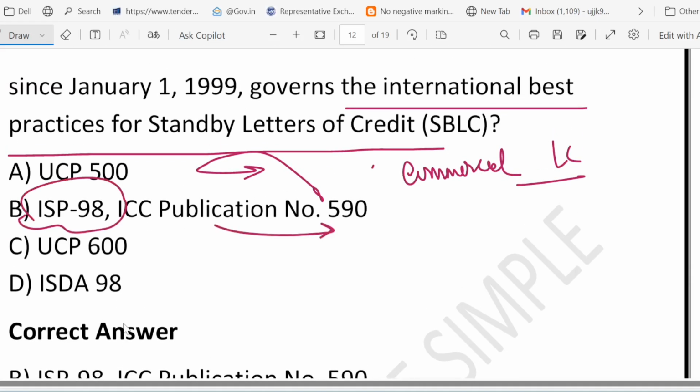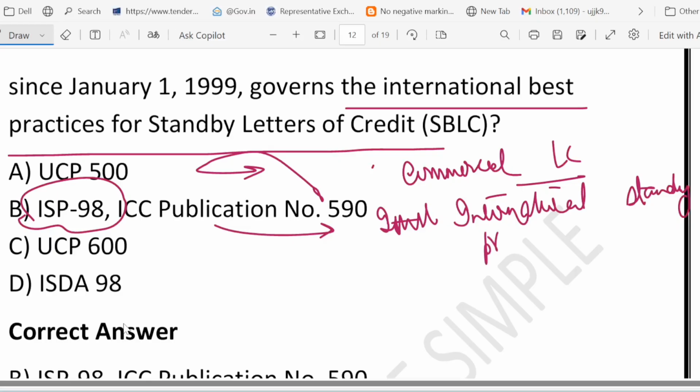ISP 98, right? Let me write it down. It stands for International Standby Practices. Please remember the full form. It was issued by the ICC in the year 1999. It was specifically created to handle standby LCs, which are different from regular trade LCs.